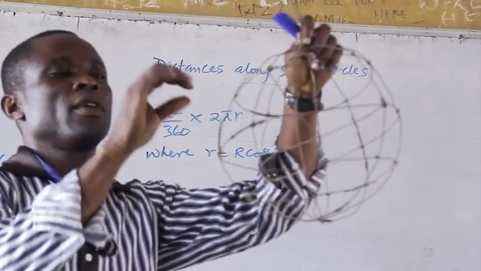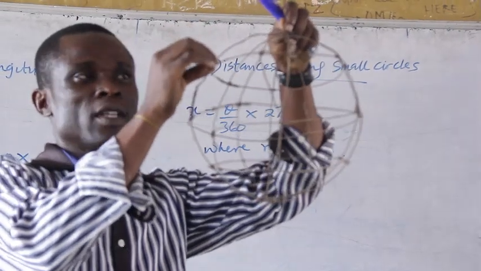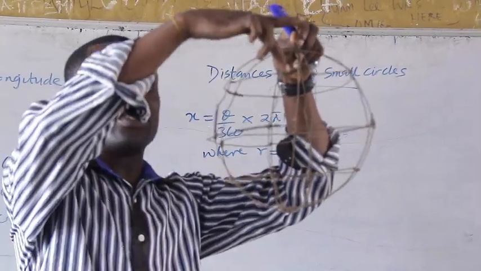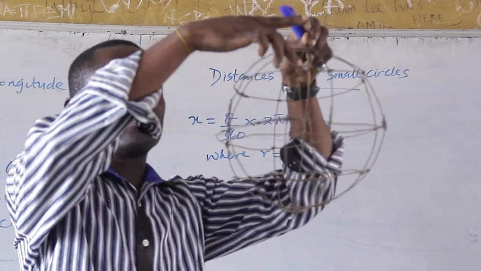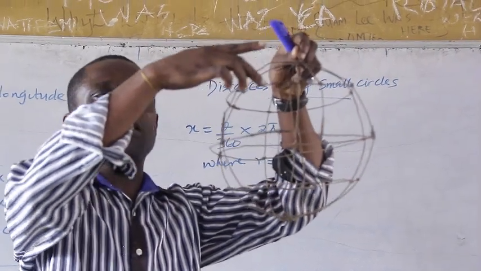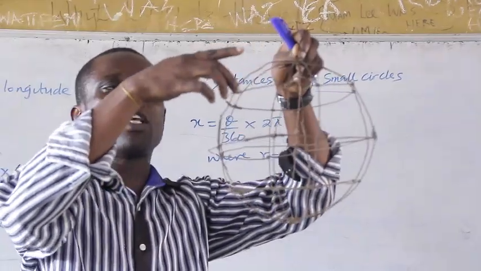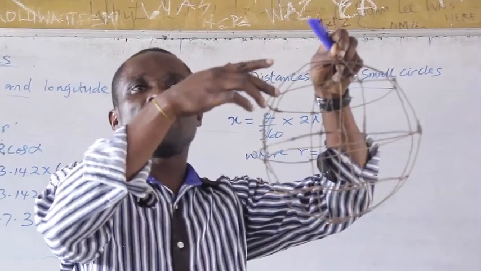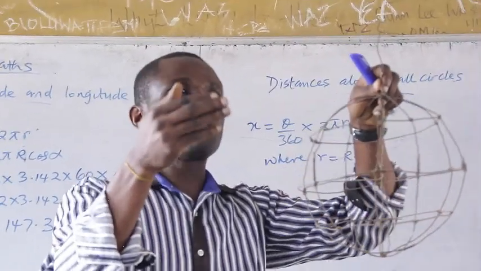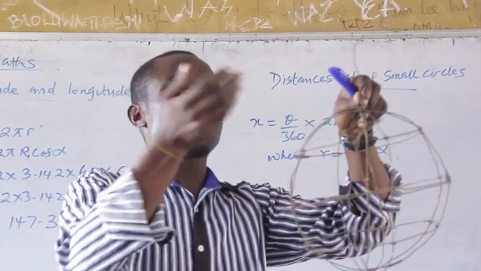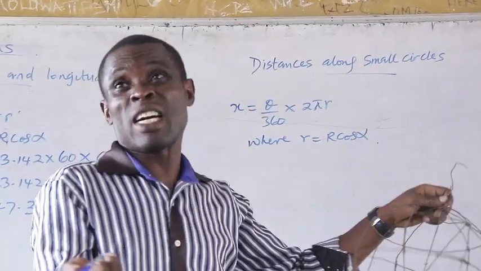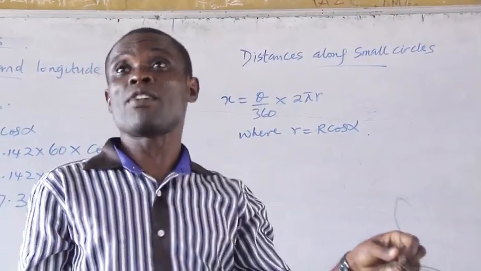Here, this is a point. Let me take this as another point. The two of them are on the same latitude. If I want to find the distance, I've first explained how to find the length of an arc, because this formula is for the length of an arc: theta over 360 times circumference of the circle.